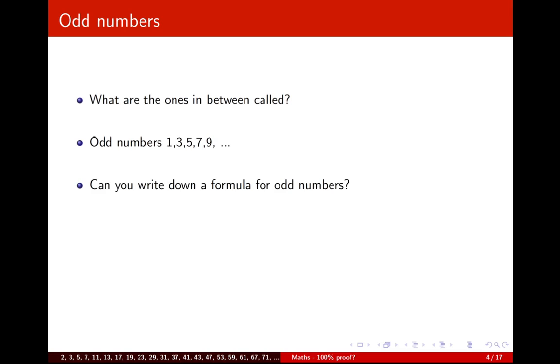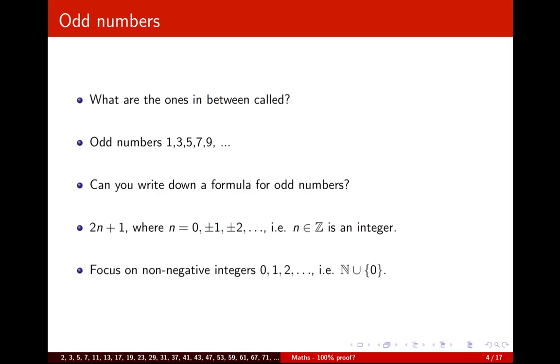Can you write down a formula for odd numbers? Well, just like with even numbers, 2n plus 1, where n is an integer, will give all odd numbers. And the focus for these videos will be on non-negative integers, so 0, 1, 2, and so on.